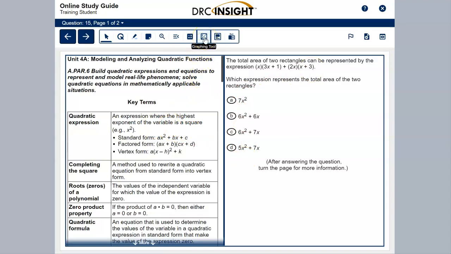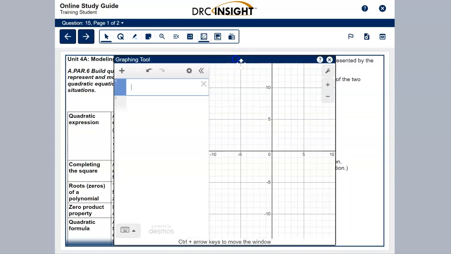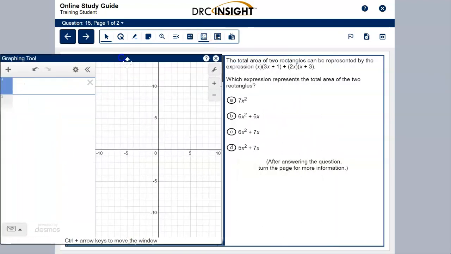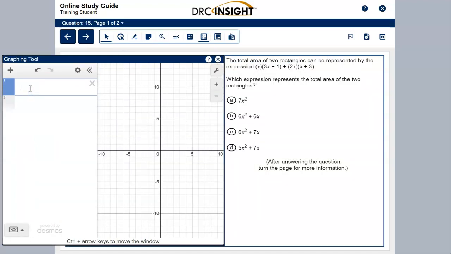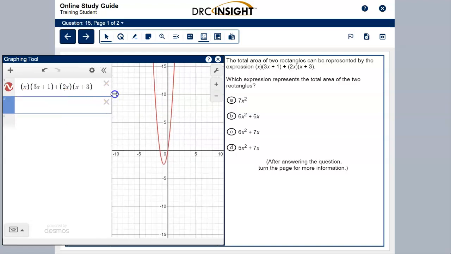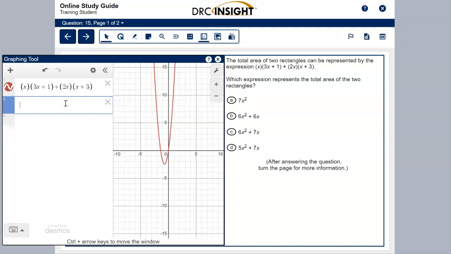So click on the graphing tool in the toolbar, and let's move this all the way over here. On the first row, let's type the first expression. On the second row, and you might want to pull this out so you can make sure you got it all, x times 3x plus 1 plus 2x times x plus 3. Now, which expression represents the total area of the rectangles?